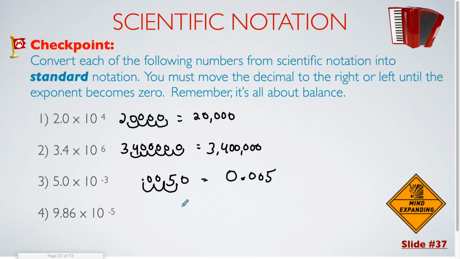All right, for number 4, we have 9.86. I need to slide my decimal over 5 spaces, so 1, 2, 3, 4, 5. I'm going to fill in zeros within those slots. So this is equal to 0.0000986.